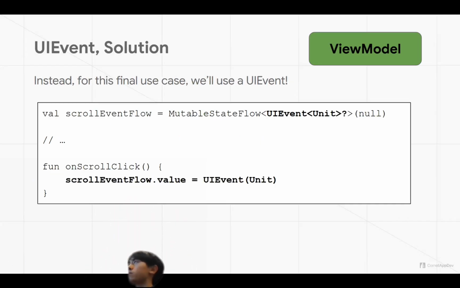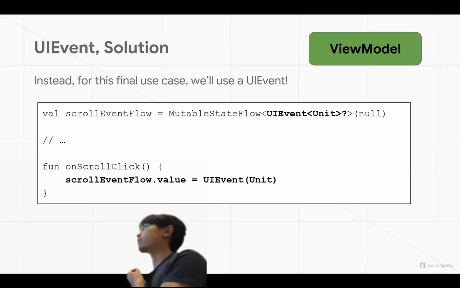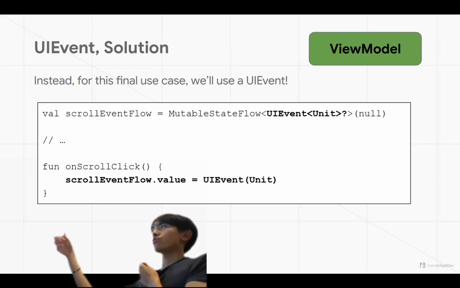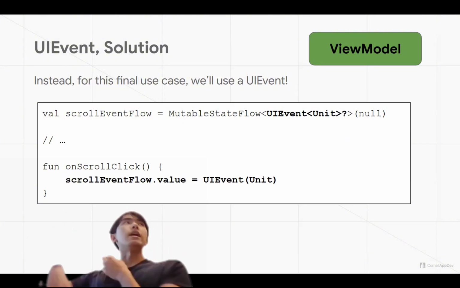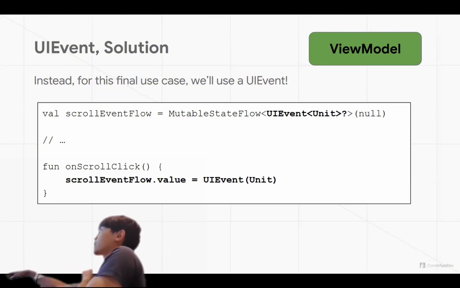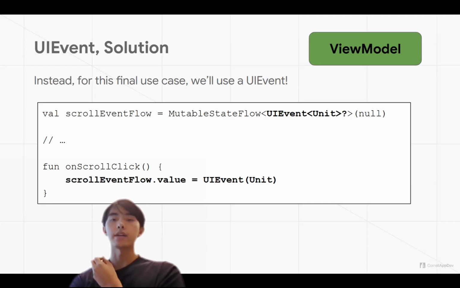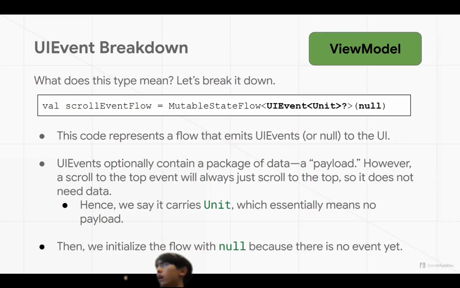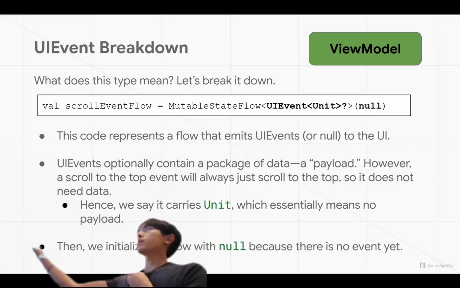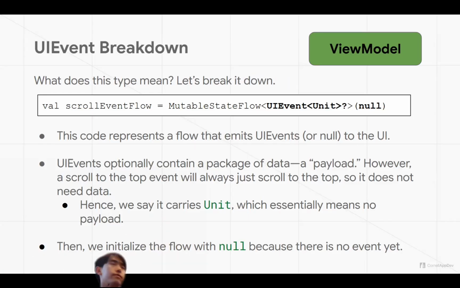So to fix these problems, we have this UI event class, this UI event idea. This is the general syntax, where now instead of a scroll value that's just true or false, we use a scroll event, which is at least the syntax of how the example uses it. It's a UI event and it takes a generic type, in this case unit. And I think the next slide breaks it down. What does the syntax mean? The flow that we have here emits UI events now instead of Boolean values.